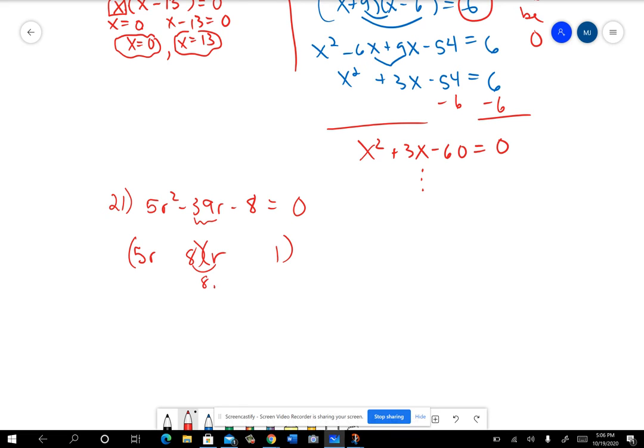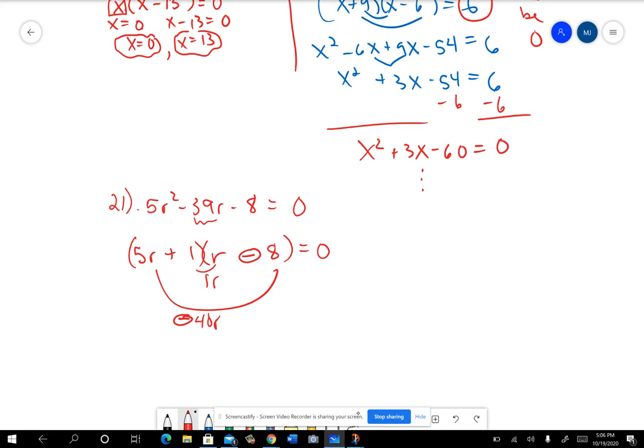See how this would be 8r and 5r? There's no way to get 39 out of that. But I noticed if I put an 8 here at the end, that would get me to 40. And if I put a 1 there, that would give me a 1. So there's a way to get a negative 39 if I make the 40 negative. So 40 negative, 1 positive.